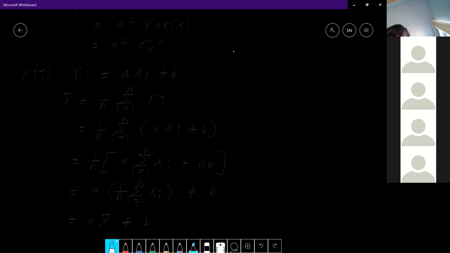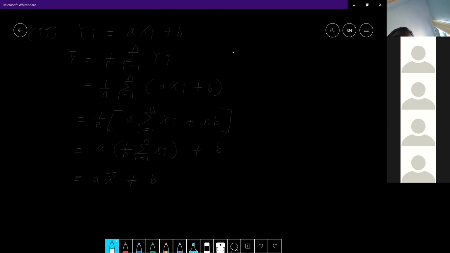Hello, guys. Are you okay? And we also need to show the same thing for the sample variance. So let's start with the sample variance for the y's. Now I'm going to use the unbiased version. It doesn't matter which version you use, it's the same. So I will use the unbiased version, which is this.